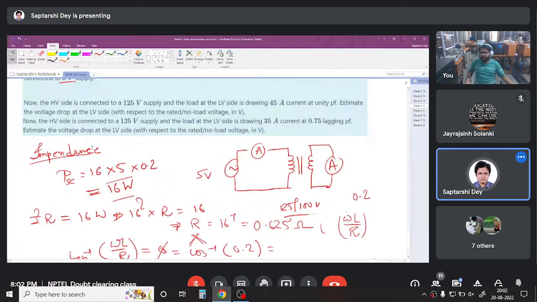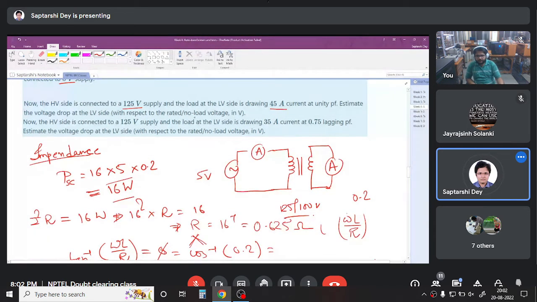Now the question is, high voltage side is connected to 125 volt, that is its rated voltage, and the low voltage side is drawing 45 ampere of current at unity power factor. Estimate the voltage drop with respect to the rated or no load voltage.